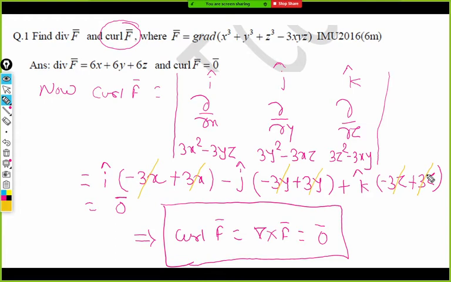So in this case, whatever vector f bar that we have is an irrotational vector. That does not need to be written here because it is not asked. Is the vector f bar irrotational? That is not the question. So we finish with the answer curl f bar is a 0 vector. That's one. If any doubt, yes, you can ask.